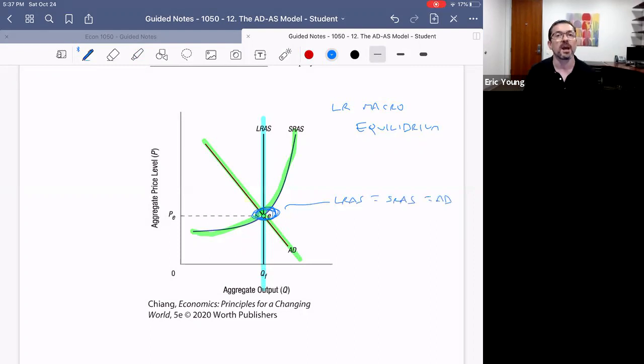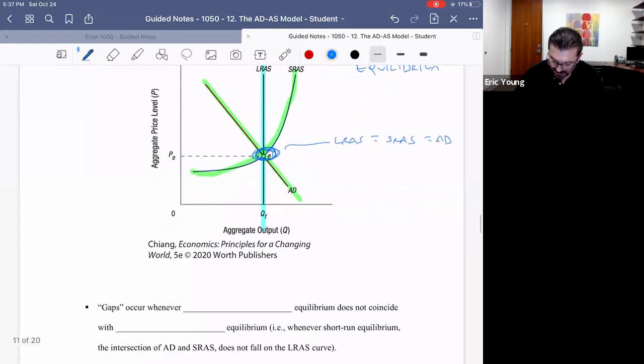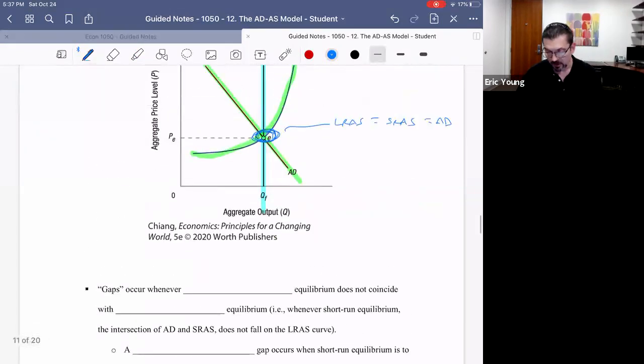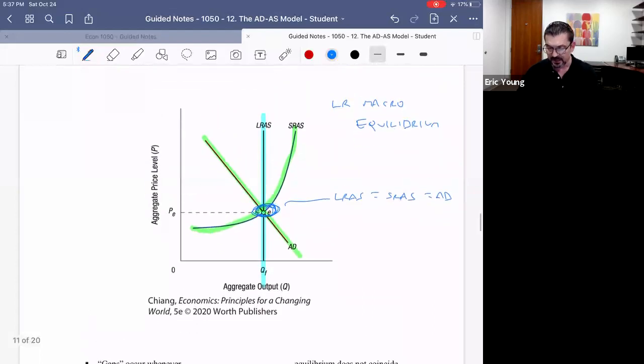Or seen a different way, your short run equilibrium is occurring along your LRAS curve. You get the idea. That's your model. Now, when you see this, this is like the beautiful hypothetical situation. In reality, we never really achieve that. We work toward it, but we never achieve it. So this is the way that you look at the idealized situation.